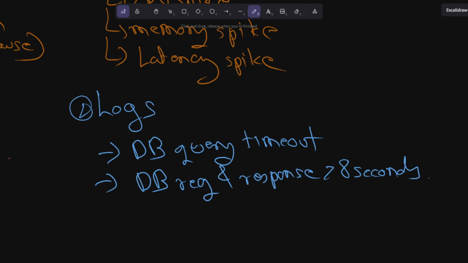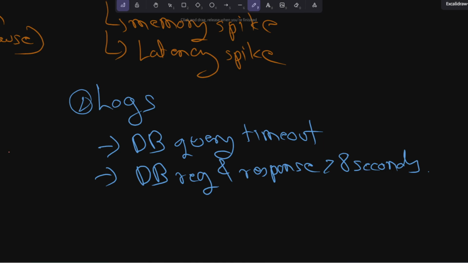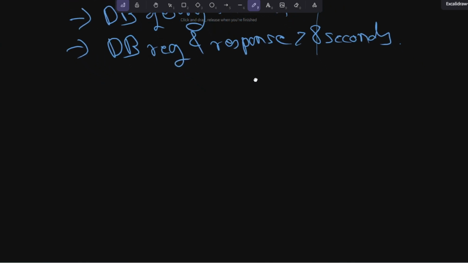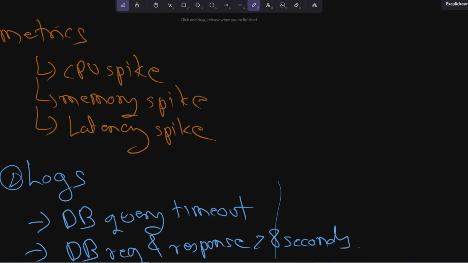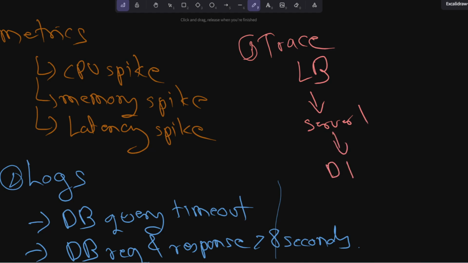Then we can go one level deeper, and let me write it here actually. The third one is to trace the whole flow. So the request went from the load balancer to server 1, then to the database, and this is where the slowness happened. Just an example. So tracing tells us the whole path: load balancer, server, database.